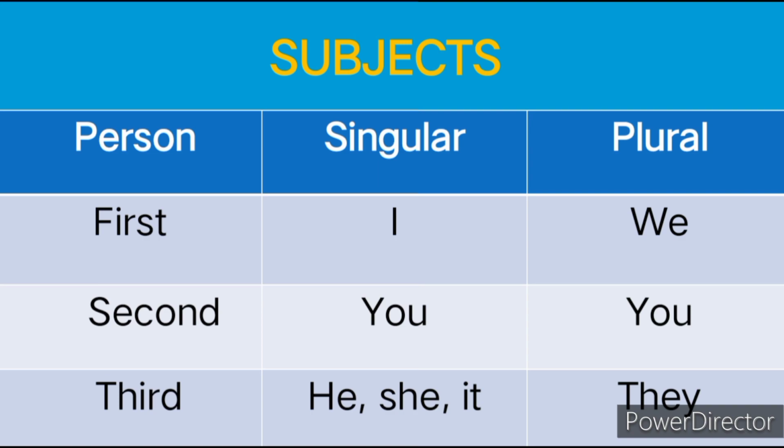Dear friends, before studying tenses, we should know the various subjects in English. There are three main subjects: first person subject, second person subject, and third person subject. First person singular I and plural we. Second person singular you and plural you. Third person singular he, she, it and plural they. So, the detailed study of this chart is significant to us.